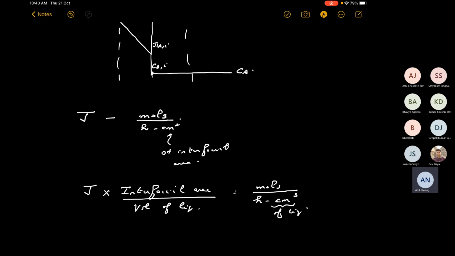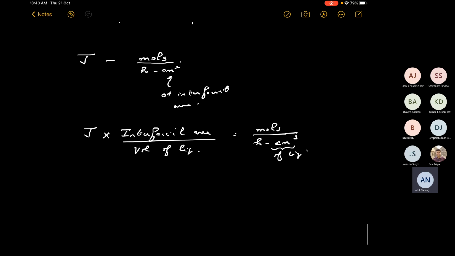And that's the quantity that we will work with, right? So this quantity is actually called a. The small a stands for interfacial area per unit volume of liquid, and it has units of centimeter square by centimeter cube. So clearly a has the dimensions of 1 over length.